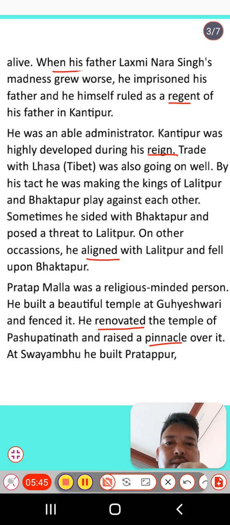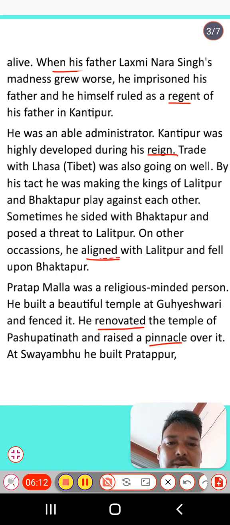Kantipur was highly developed during his reign. Trade with Tibet was also going very well. By his tact, he was making the kings of Lalitpur and Bhaktapur play against each other. Sometimes he sided with Bhaktapur and posed a threat to Lalitpur. On other occasions, he aligned with Lalitpur and fell upon Bhaktapur.